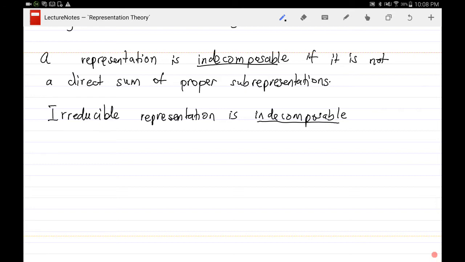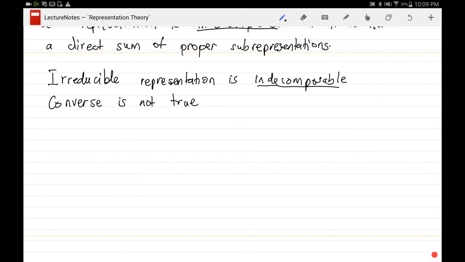But the converse is not true. An indecomposable representation need not be irreducible, okay? Because it has proper sub-representations, right? I mean, by definition. So if it can have proper sub-representations, then by definition it can't be irreducible.